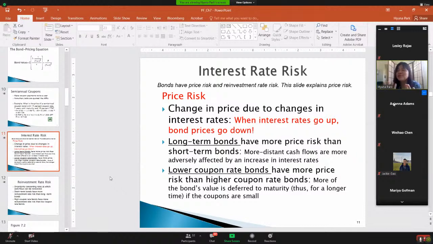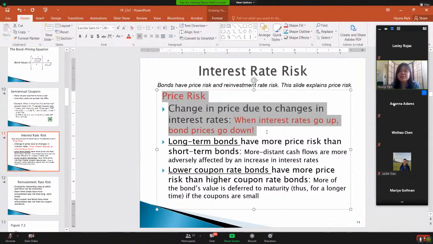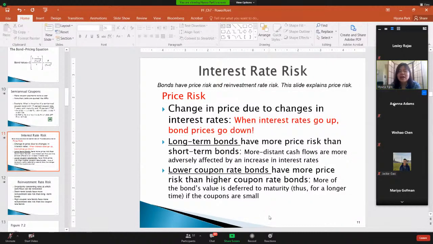Then your investment loses value. Bond price goes down when interest rates go up. So that's the price risk. Price risk is a part of the interest rate risk bonds have. So, change in price due to change in interest rates. When rates go up, bond prices go down. And so all bonds have interest rate risk, and all bond prices fluctuate when rates go up and down.